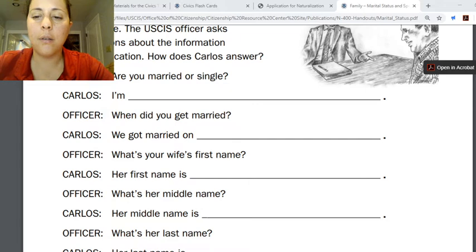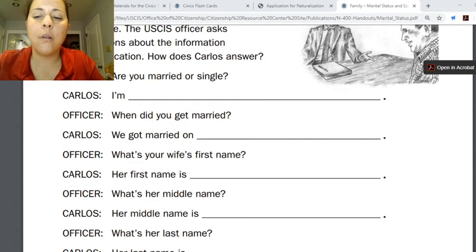When did you get married? We got married on. What's your spouse's first name? Okay, husband or wife. What's your spouse's first name? His or her first name is.